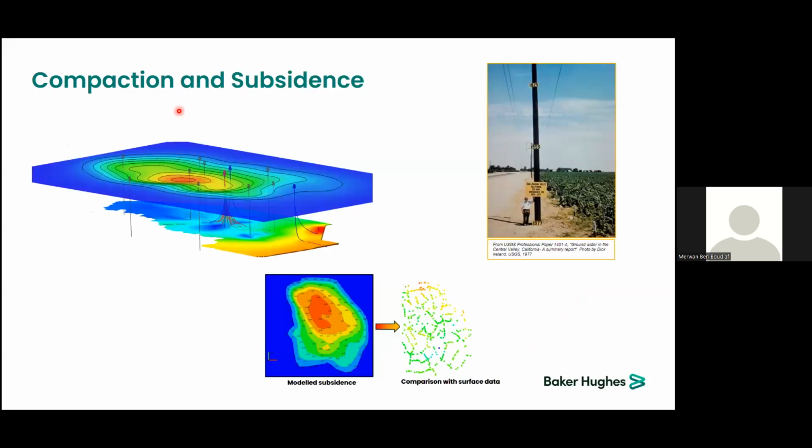Another time-lapse analysis that is possible is the compaction and subsidence analysis. With the depletion of the fields, you have what we call the compaction of those sediments, which can also cause subsidence, and so may cause some damage to surface facilities, towns, etc. This kind of analysis can be done as well for very old and depleted fields.